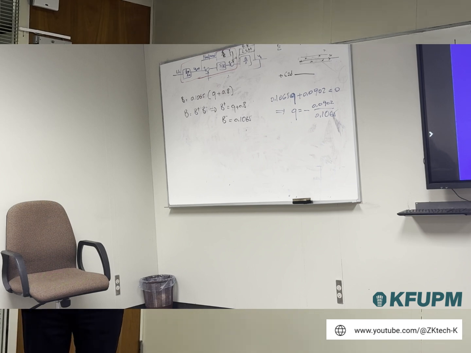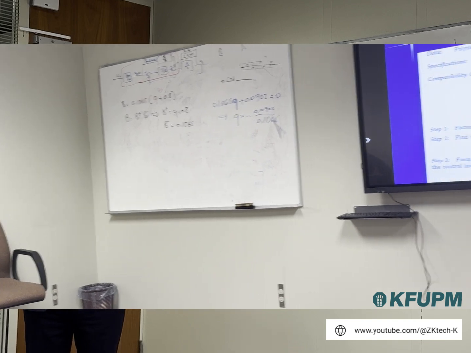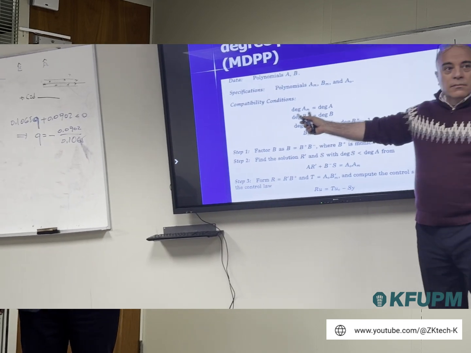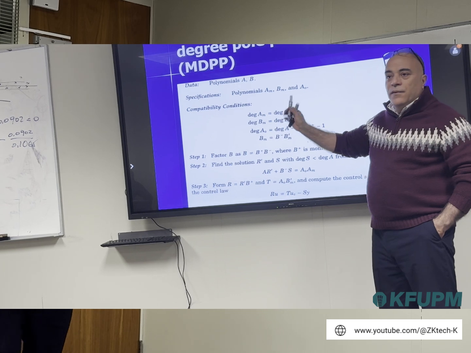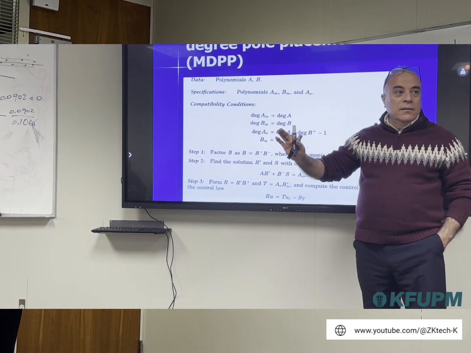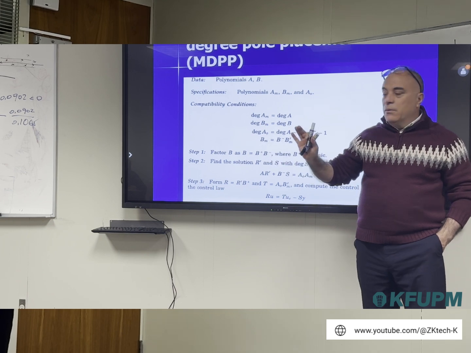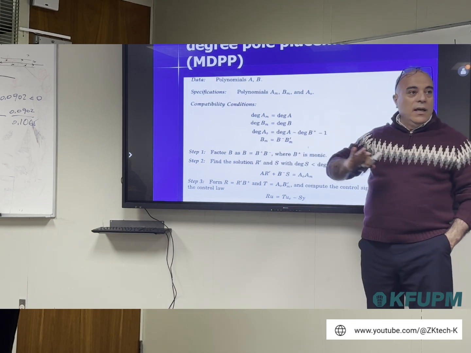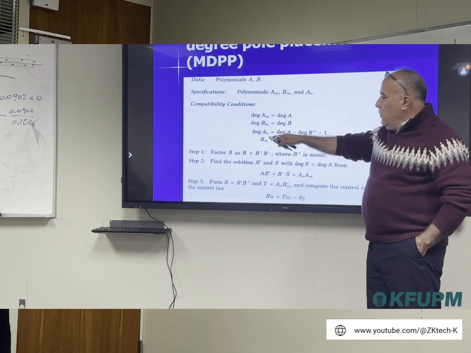Well, this one is easy. B0 is the coefficient. Doable. The highest power, it's easy to explain. Compatibility conditions: we selected the second order system, so degree of AM and degree of A are equal, degree of BM and degree of B equal. First of all, the good news is that we can apply the same way. So these compatibility conditions are satisfied. That's the good news.